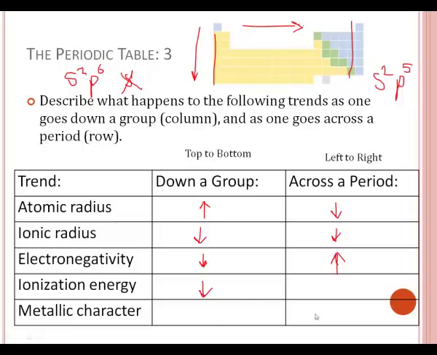We see the opposite whenever we go across a period. Whenever we go across a period, I get more protons. I get more positive charge holding on to my electrons. So those electrons are held on more tightly to the nucleus. So as I go across a period from left to right, I get more protons. It gets harder to pull off an electron, so the ionization energy increases.